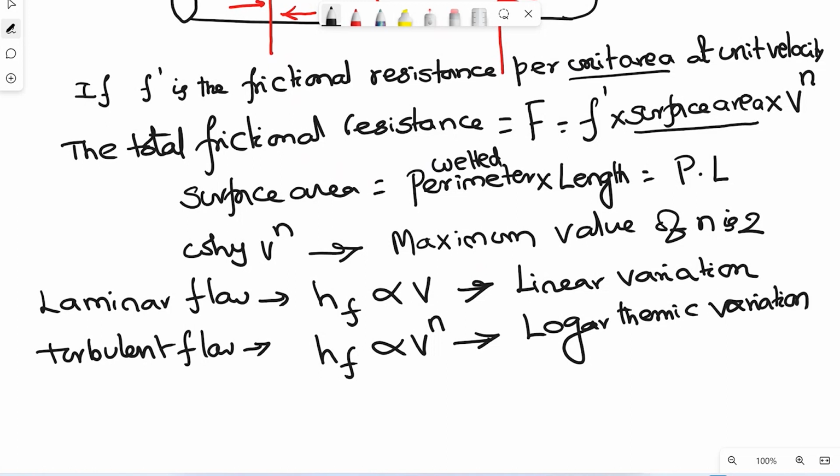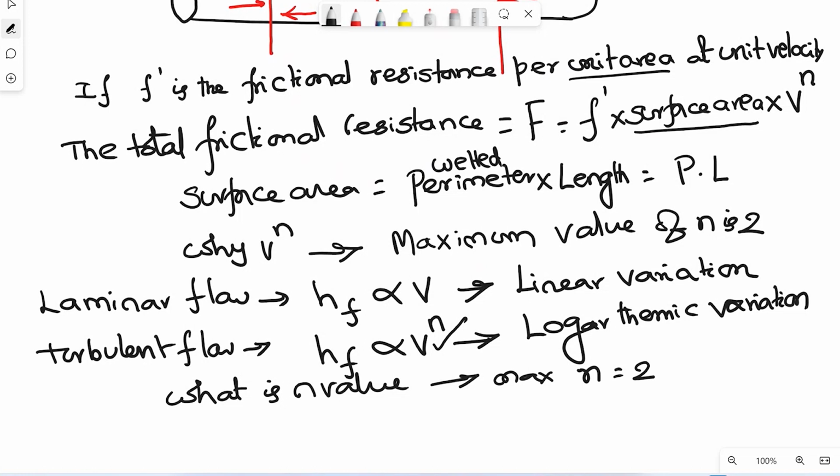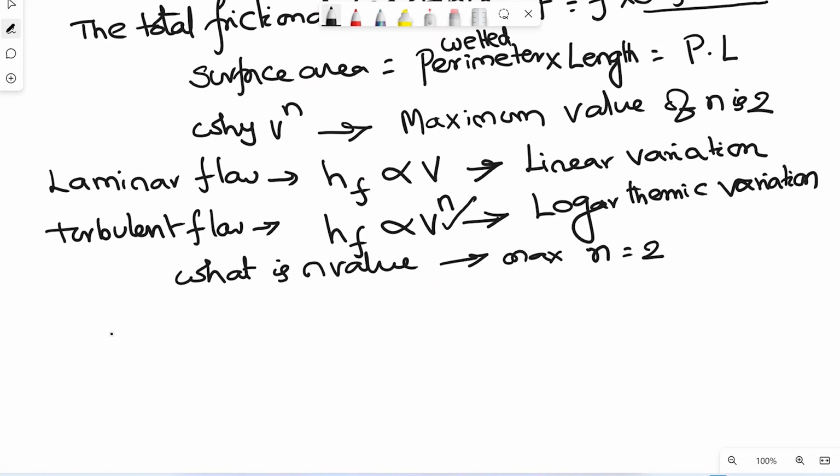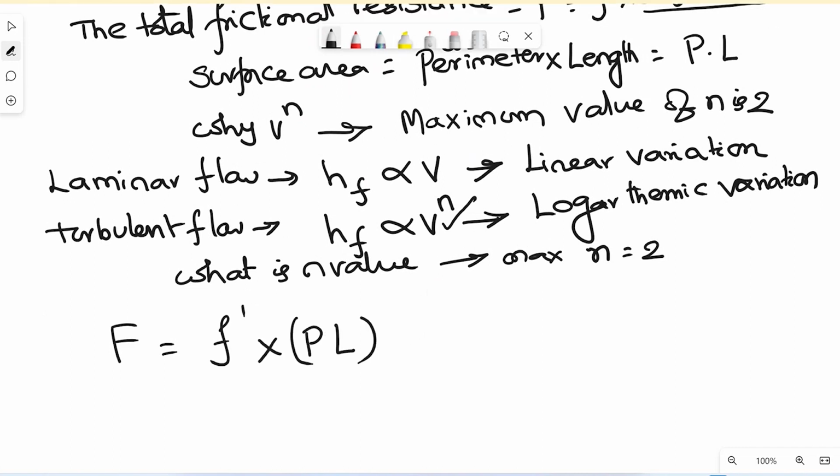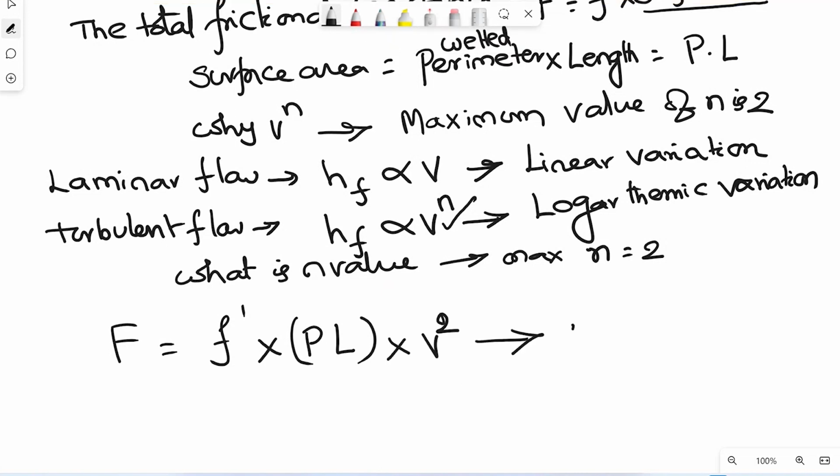So that is why, as we are dealing with the turbulent flow, I have taken this. But what is the maximum value? What is the n value? The n value maximum can go to 2. Maximum n is equal to 2. So if I keep it like that, then the total frictional resistance F is equal to F dash into P into L, this is the surface area, into V square. This is equation 1.